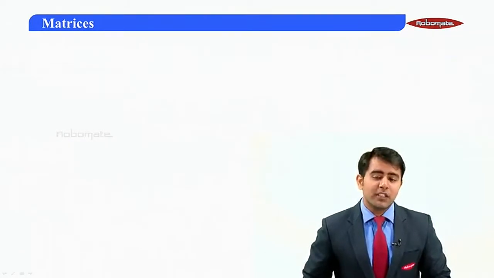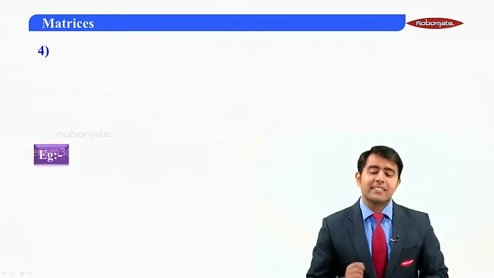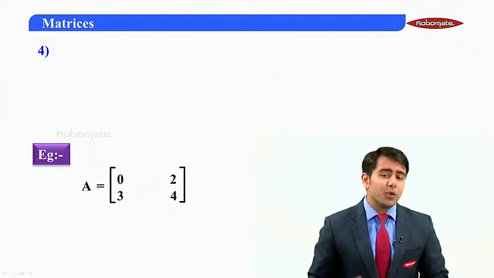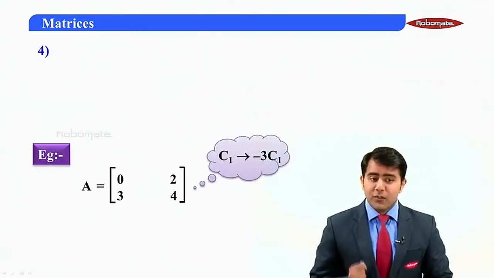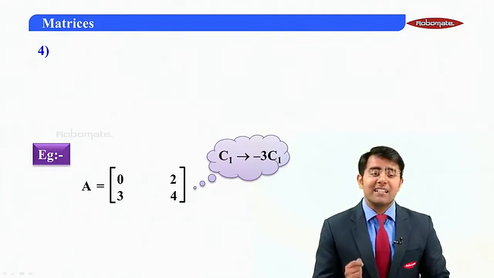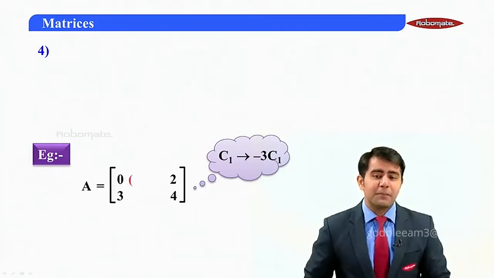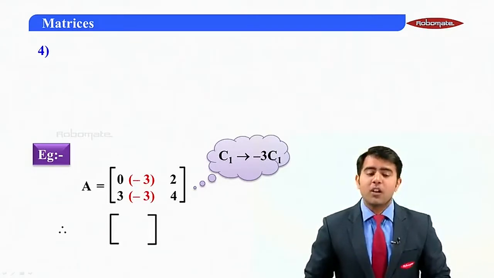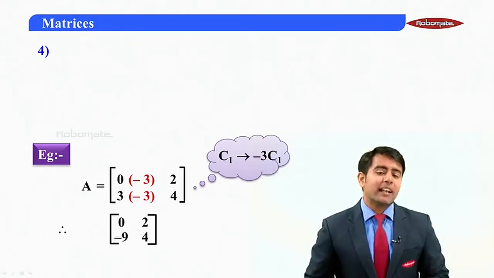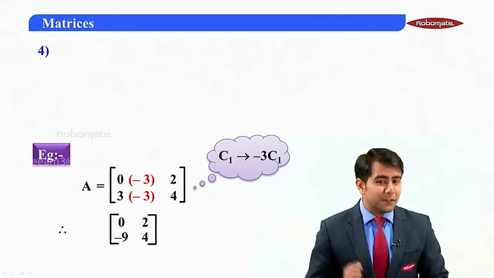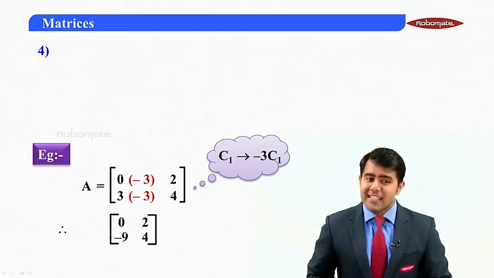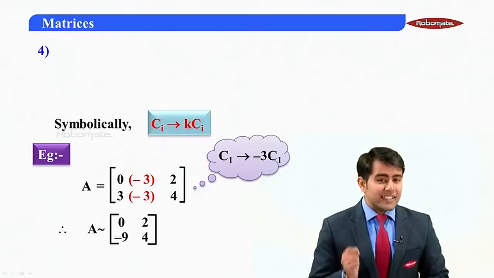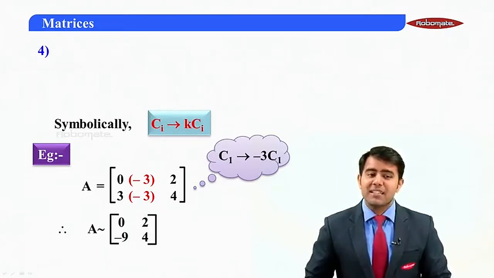Let us move further to the next property, that is 4. The example given to us here is as follows. I have a matrix A, the elements are 0, 2, 3 and 4. The transformation which I have to use is C1 changes to minus 3 times C1. That is, column 1 is to be multiplied with minus 3. So after multiplying all the elements, I get the new matrix as follows: 0, minus 9 in the first column, 2 and 4 in the second column. Symbolically, I can write this as follows: Ci changes to K times Ci.